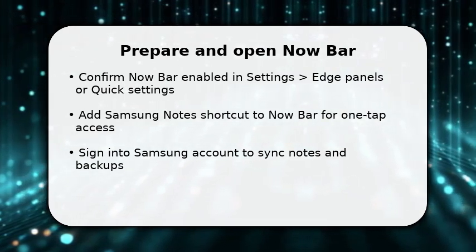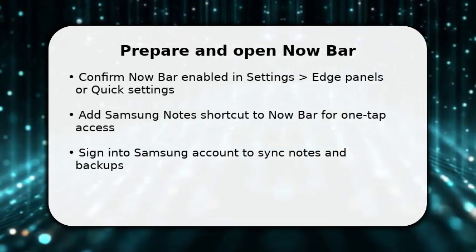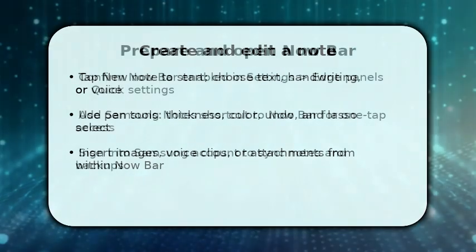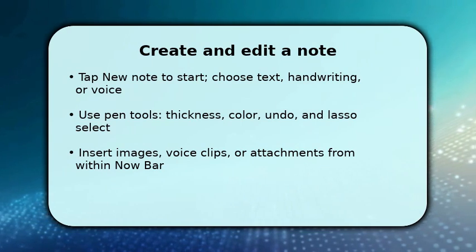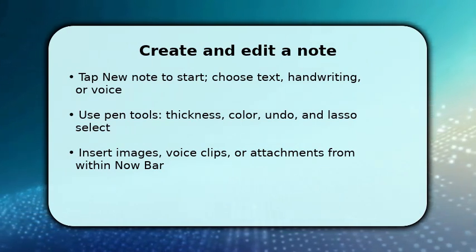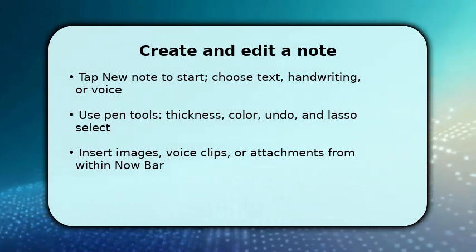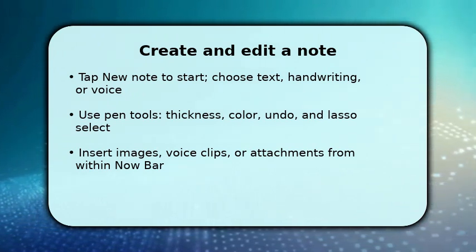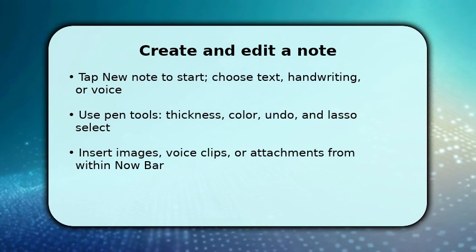Now open the Now bar, tap the Samsung Notes icon, and you're ready to create a new note without leaving your current app. You'll create your note directly from the Now bar. Tap New Note, then pick text, handwriting, or record a quick voice memo. Use the pen tools to set thickness and color. These controls let you emphasize ideas faster.